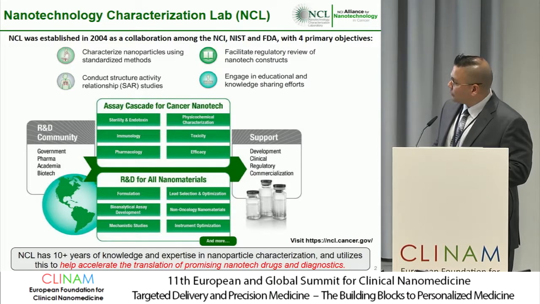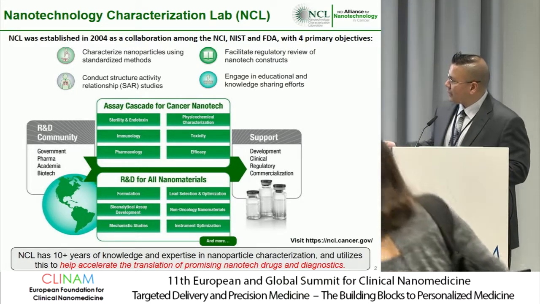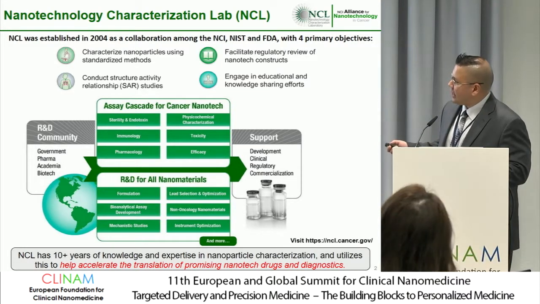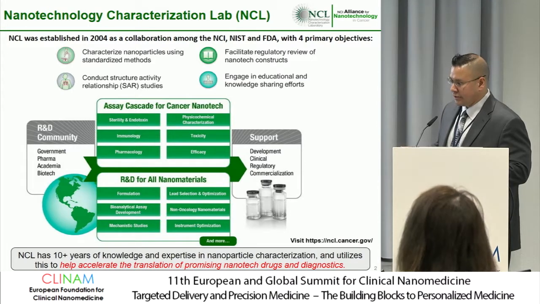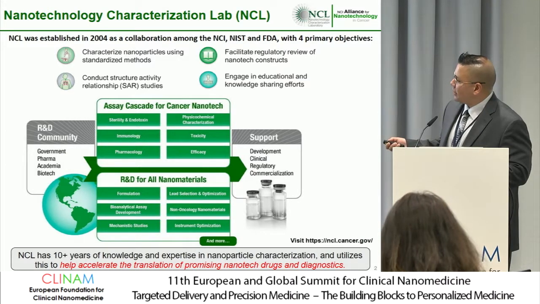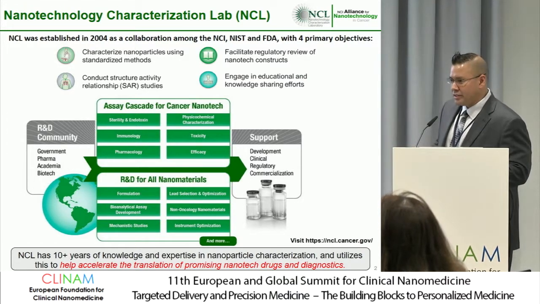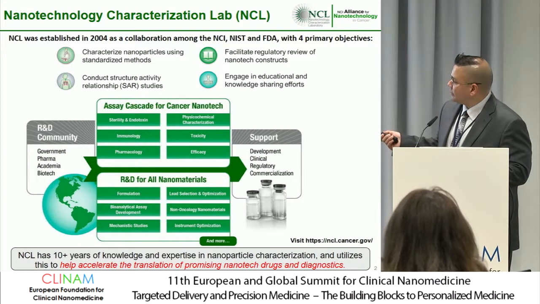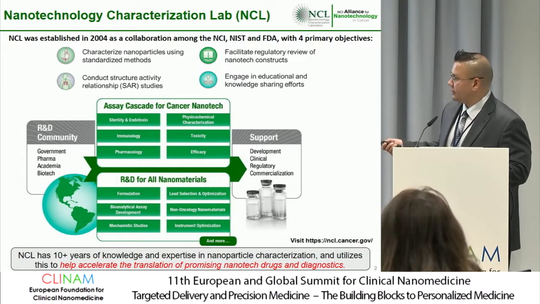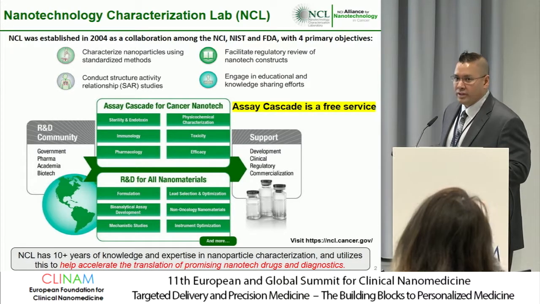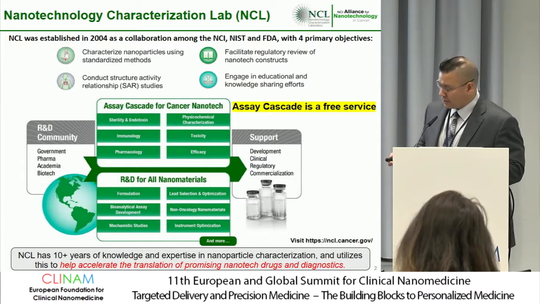Now, we have what we call an assay cascade, whereby when particles are submitted to us by government, pharma, academia, or biotech companies, these go through an assay cascade where we can characterize some things for it. For example, sterility, immunology, pharmacology, PCC, toxicity, and efficacy. We then use this characterization basically to support their developmental, clinical, regulatory, and commercialization needs. And what I should mention here is it's actually a free service. One just has to apply through us through a white paper process.